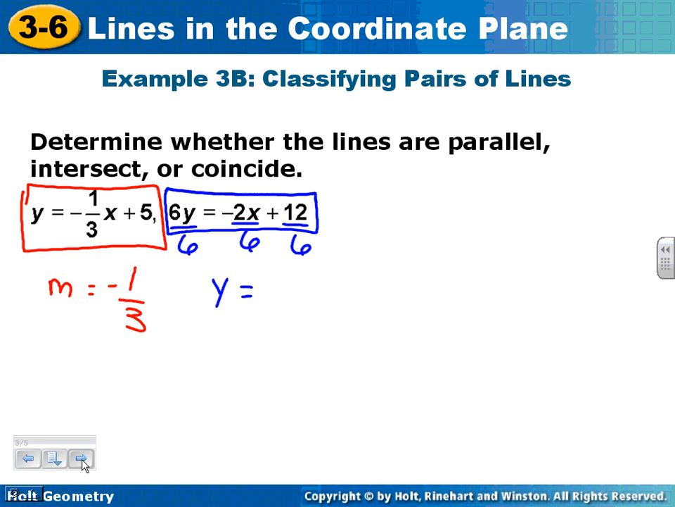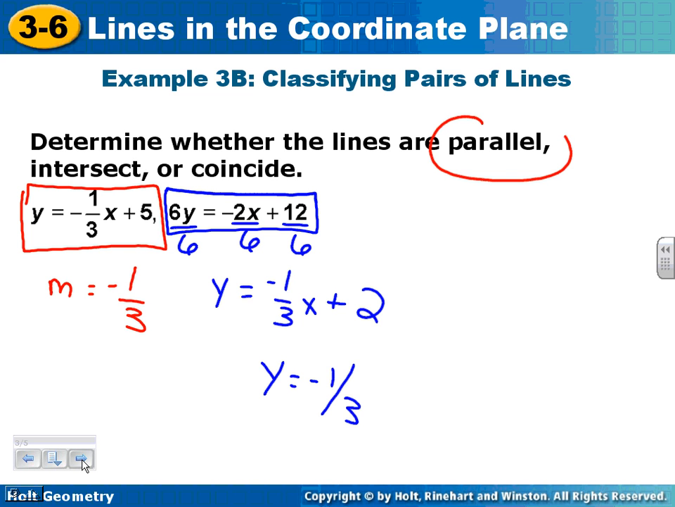So I'm solving for y here. So negative 2x over 6, that reduces to negative 1/3 x, plus 12 divided by 6 is 2. And notice my slope is negative 1/3. So I have the same slope. Negative 1/3 on the first one, negative 1/3 on the second one. So my answer here is they are parallel.